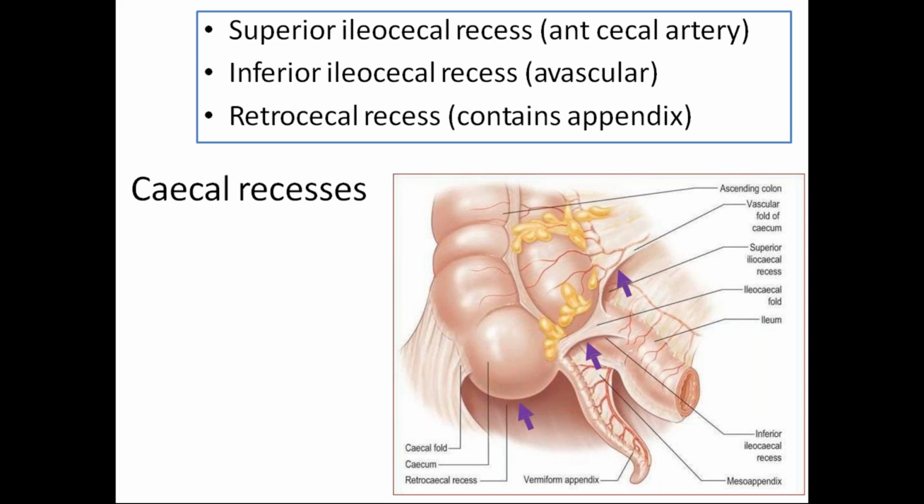Now you can see the superior ileocecal recess here and the inferior ileocecal recess. The recess behind the cecum is called the retrocecal recess. Usually, the commonest position of the appendix is the retrocecal portion. So, clear about the cecal recess? Okay.